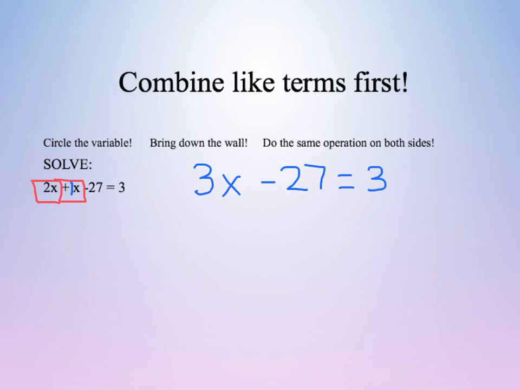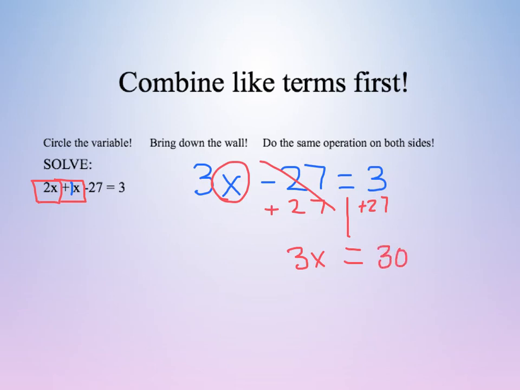And then I'm going to solve this just like I've been solving. I'm going to circle my variable first, bring down my wall and my equal sign. Again, doing the opposite of PEMDAS, we're going to start at the bottom and go up. So I'm going to add and subtract first. So this tells me to subtract, so I'm going to add 27 to both sides. This cancels out, which leaves me with 3x equals, and then 3 plus 27 is going to be 30.